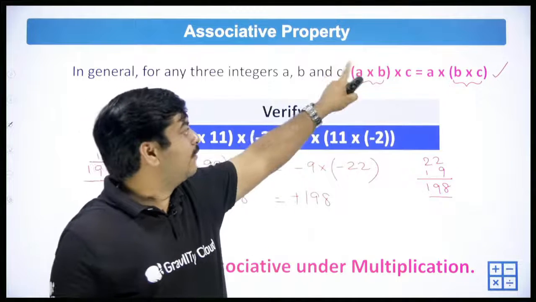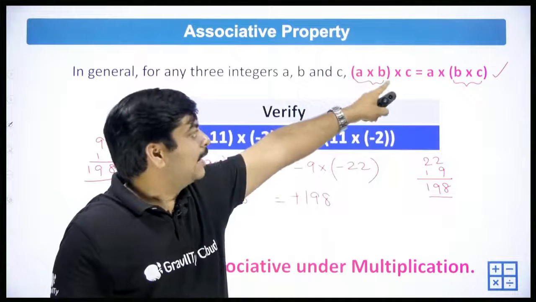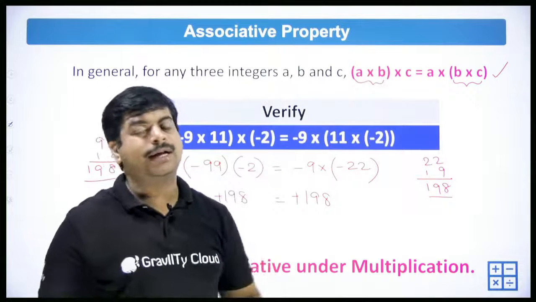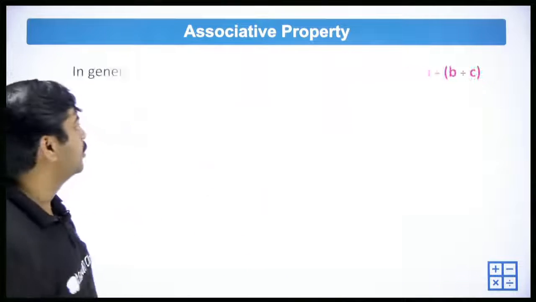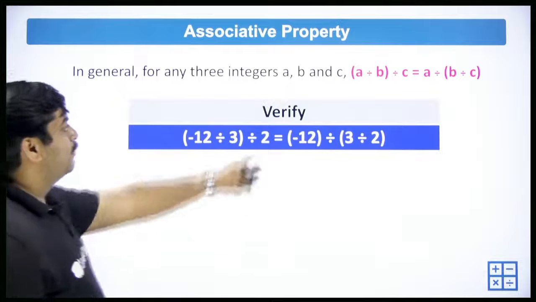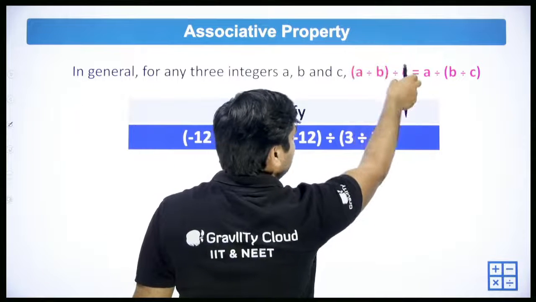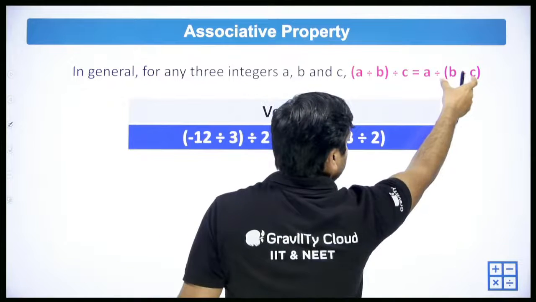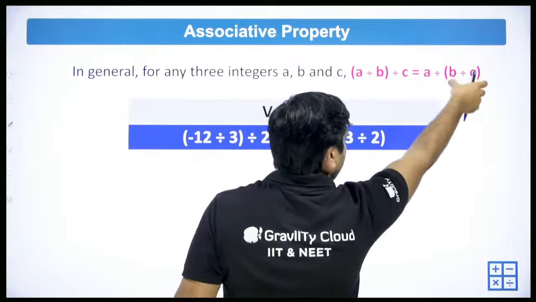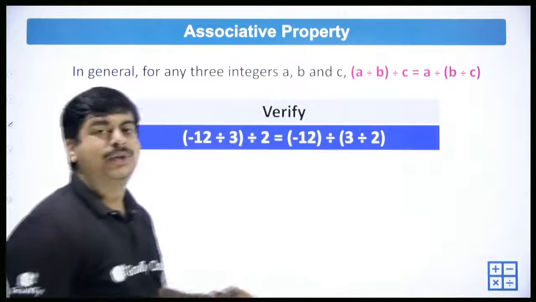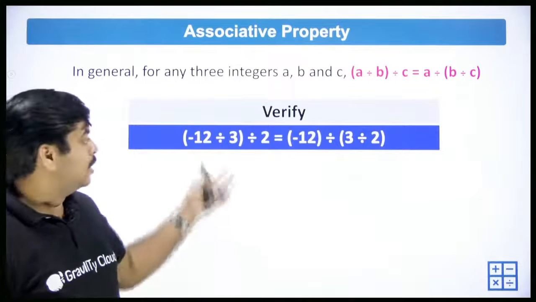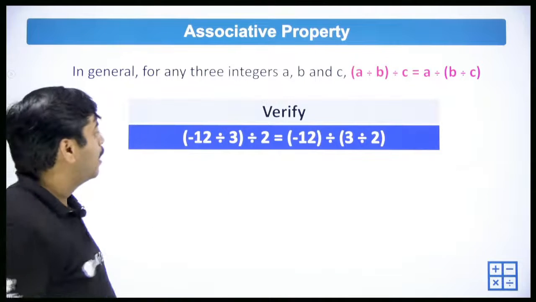In the same way, A divided by B divided by C and A divided by B divided by C, right? So let us try to look into that. A divided by B, first we need to find the quotient of this one, and then divide with C. First find B divided by C, and with that value, A divided by that value. We need to find whether these two are equal or not.